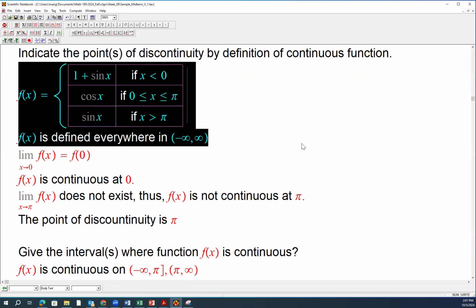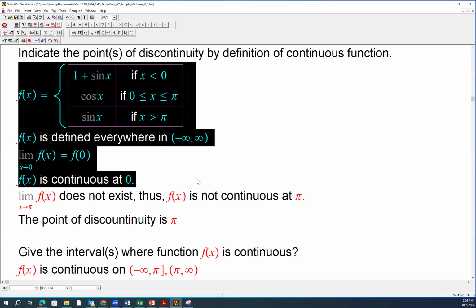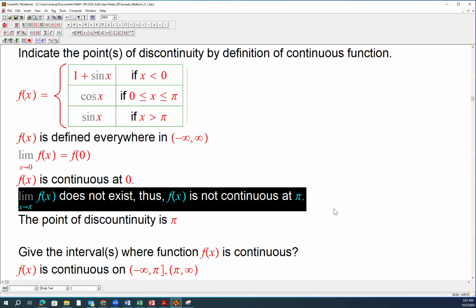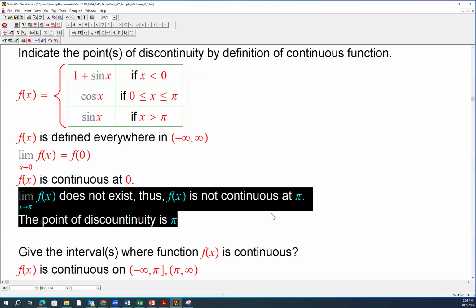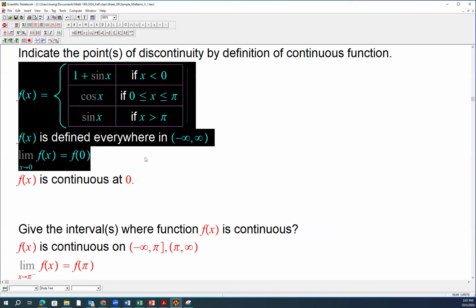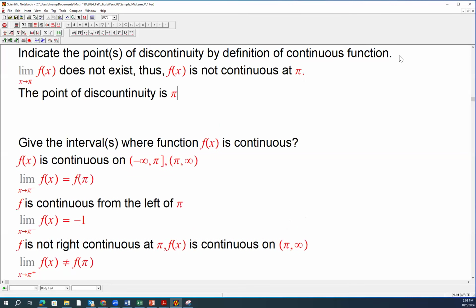All you have to do is this: because f is continuous at 0, you don't need to answer that part. We only want you to indicate the point of discontinuity. So what do you answer? You just say the limit does not exist. Therefore, f of x is not continuous at A, and the point of discontinuity is pi. That's all you have to say.